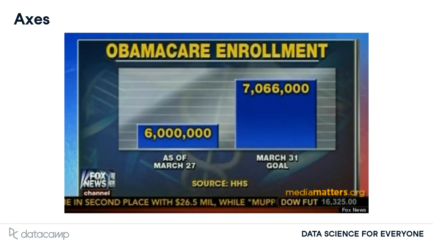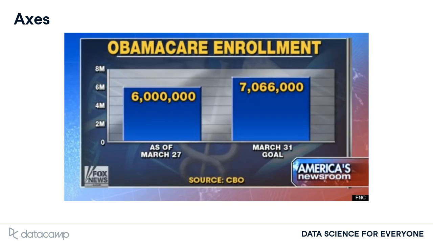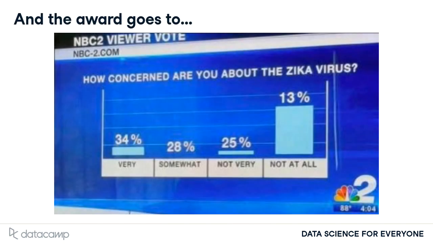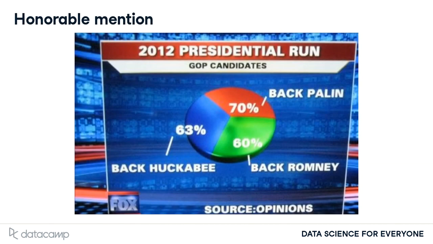There are some cases when you can start your axis higher than 0 if you want to zoom in on evolution, for example, but it can be misleading. Here it looks like Obamacare enrollment is far from the goal, when it's actually really close. Follow this advice, and you should spare your readers the confusion that comes with badly designed graphs like this one, or this one. I don't even know where to start.